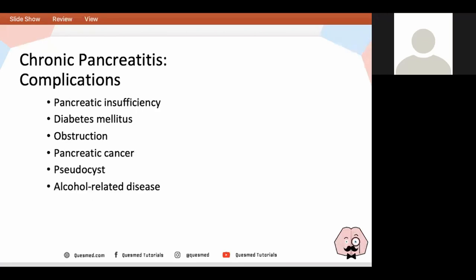So, like we discussed earlier, your complications of chronic pancreatitis include pancreatic insufficiency, diabetes, obstruction, pancreatic cancer, pseudocyst, and they may also develop other alcohol-related diseases.